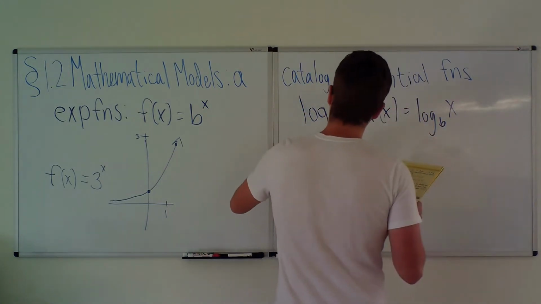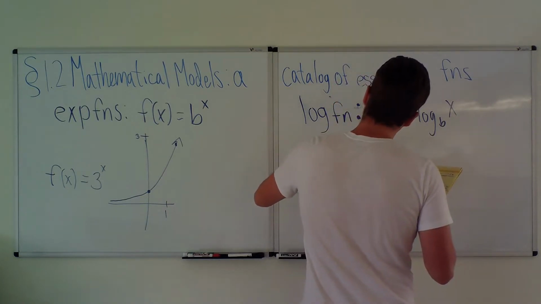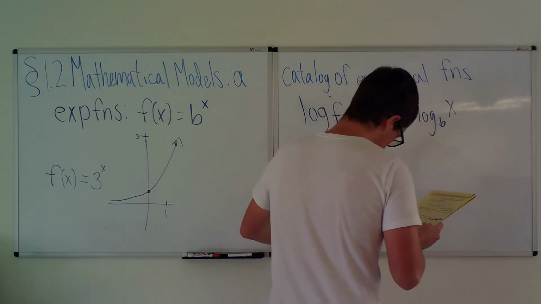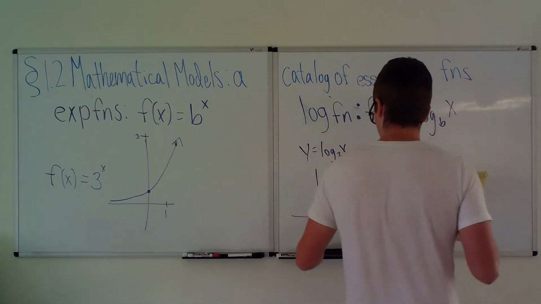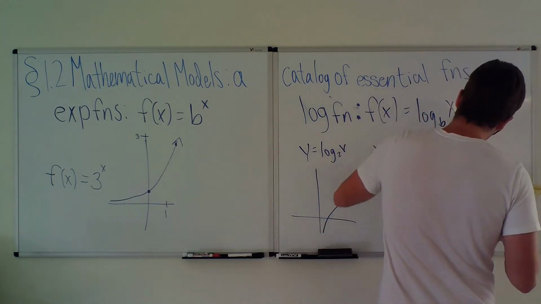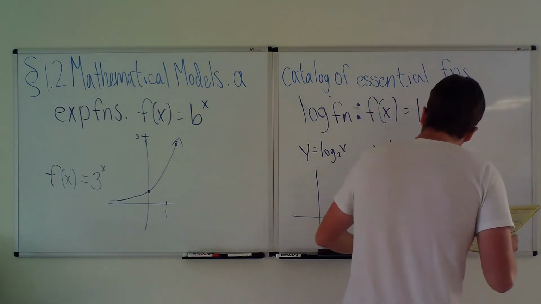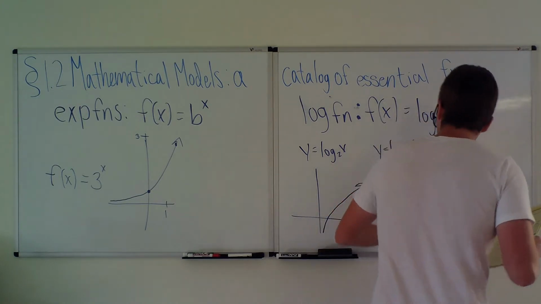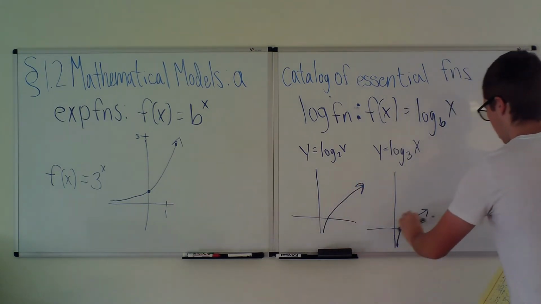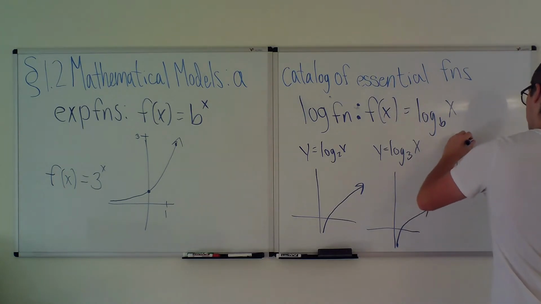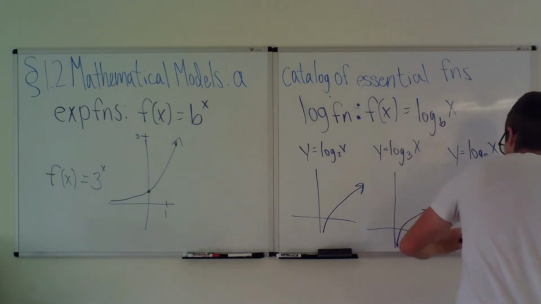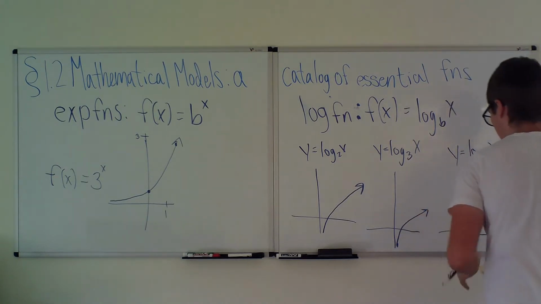So y equals log base 2 of x would look like this. Y equals log base 3 of x would look like this. And as you can see, the curves are getting a little bit shallower every time. So y equals log base 5 of x would look even flatter like that.